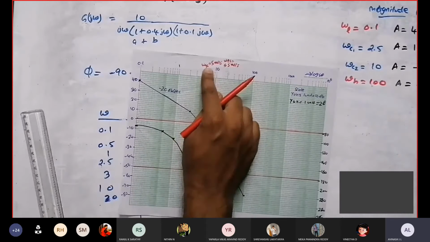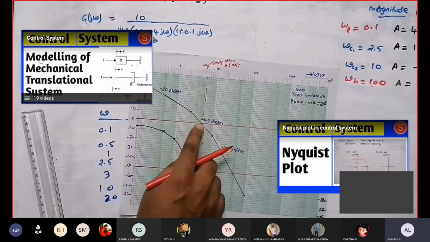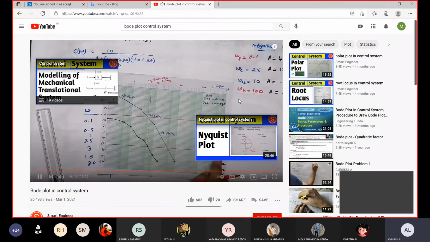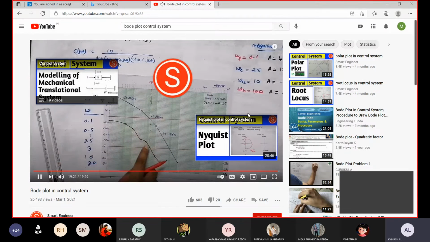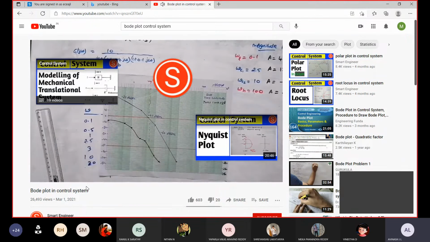For getting the gain crossover frequency, draw a line from 0 dB and check the point where our gain plot is touching. Here it is touching. For getting the phase crossover frequency, draw a line from minus 180 degrees, then check where our phase plot is touching. Here it is touching. That frequency is the phase crossover frequency.